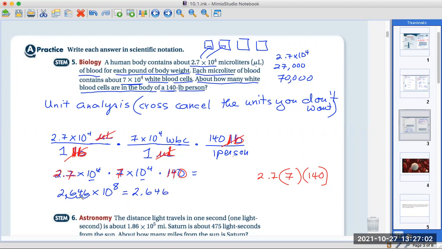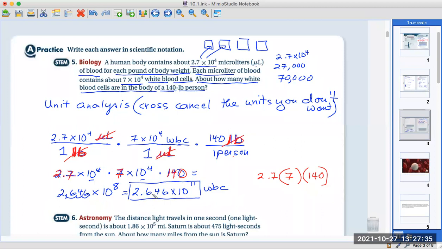I'm adding 3 times 10 to the power of... I moved back 1, 2, 3, so I have to add 3 to the 8, it would be 11. So this would be my answer in scientific notation, and it's the number of white blood cells. Now I want to write this number out to show you it's big, okay? There's this many white blood cells in a body of a 140-pound person, which could be you.